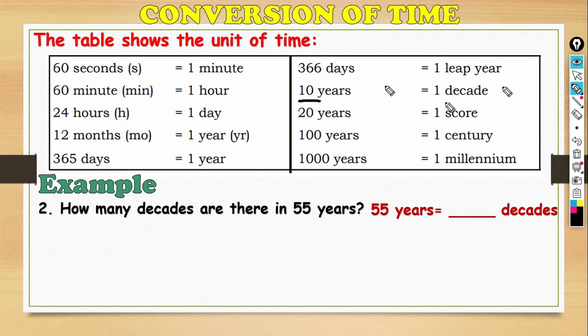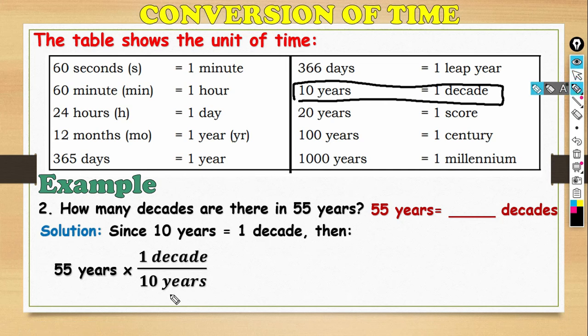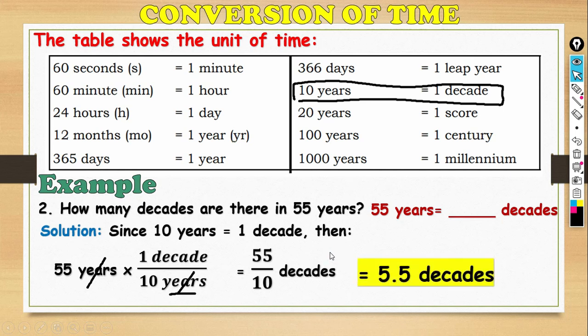So, ang solution, since 10 years is equal to 1 decade, then we have 55 years times 1 decade over 10 years. So, pansinin natin mabuti. Yung years ang nasa denominator para makancel natin dun sa unit natin. At ang matitira na lang yung dapat natin i-convert na unit, which is decade. Kaya siya yung nasa numerator. So, we have 55 divided by 10 equals 5.5 decades. So, ganyan mag-convert ng time.